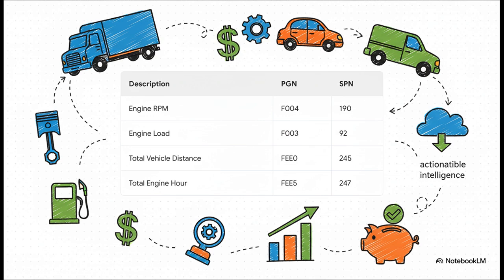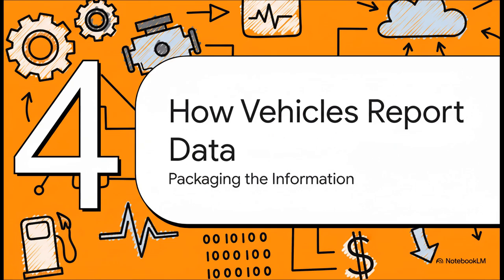This lets you service your vehicles based on actual usage, not just some arbitrary date on a calendar, which can dramatically extend the life of your assets. Okay, so now we know the words, the PGNs, but how are they actually delivered? They don't just show up in a random jumble. They're neatly packaged into structured reports. Let's take a look at how that process works.